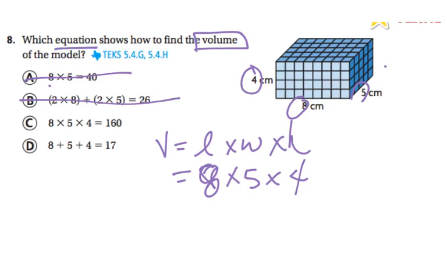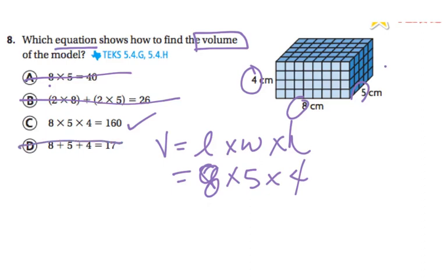So I know that's not it, because I'm still trying to find the volume. C multiplies 8 times 5 times 4, which is exactly what I did. So I think that's it. And finally, D adds 8 plus 5 plus 4. Wait, when do we ever add 3 numbers like that? We'd add for perimeter, but we're looking for volume. So that is not it.